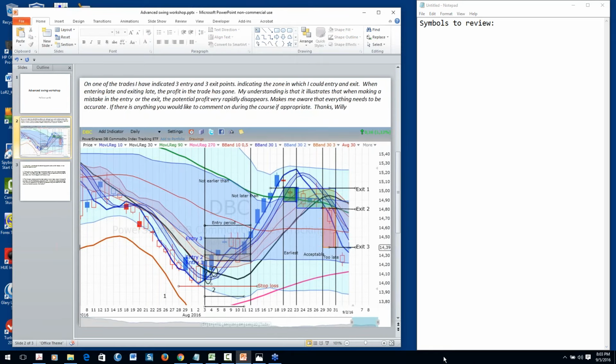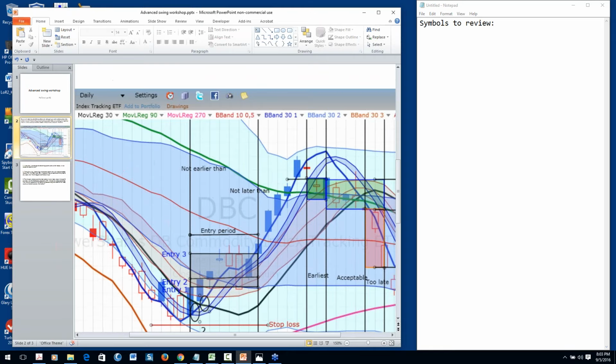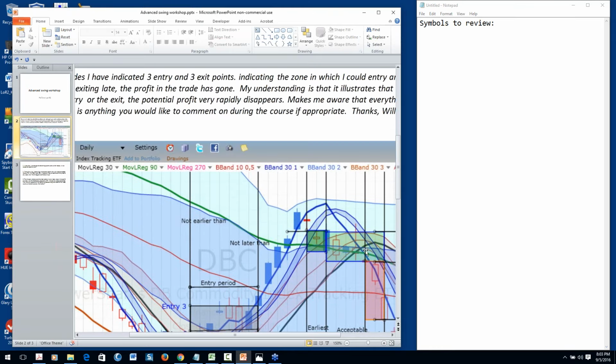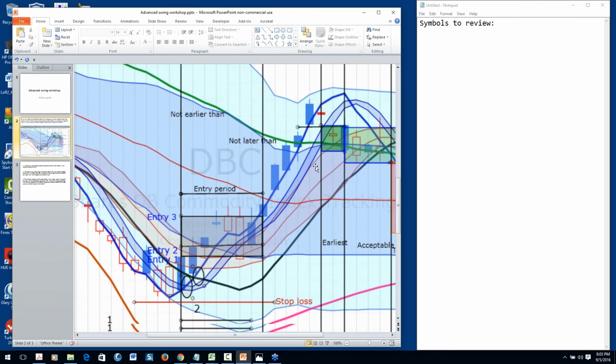So let me try to size this up a little bit. All right, so let's see if I can get my highlighter. So entry number one, he has at this level, right in here, and you can see that that's right after an RLCO, and we have a 1-2-3 entry right at entry one, and so that creates what he has labeled as the earliest acceptable entry, and I agree with that. That's right at the moment of RLCO. Anything earlier than that is really speculative.